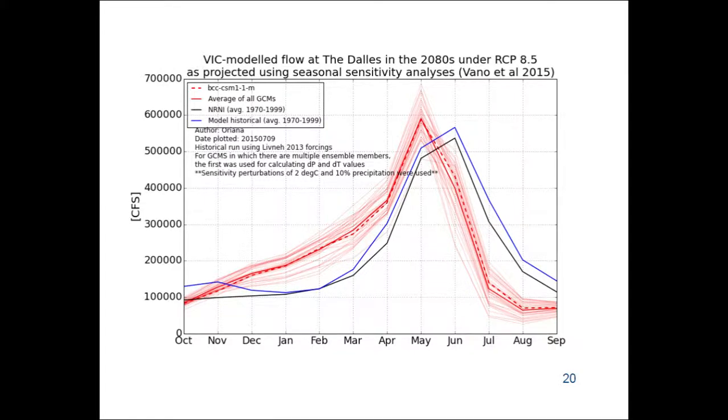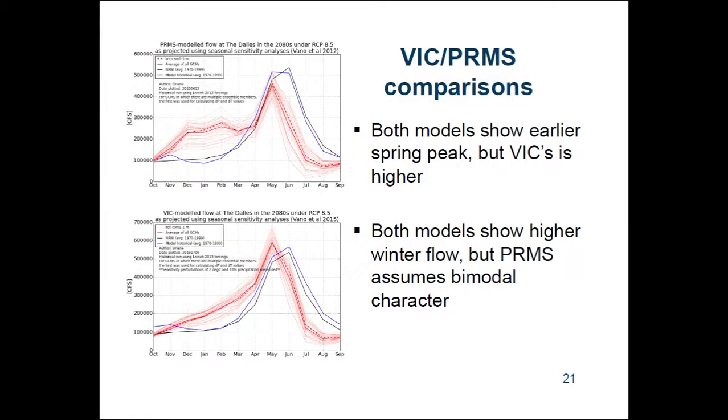And you don't have that bimodal character that PRMS had. When you put them side by side, you can see these differences. And yet again, this is the furthest out you go, right? 2080s, RCP 8.5. But already we're starting to see that there are differences between these models.